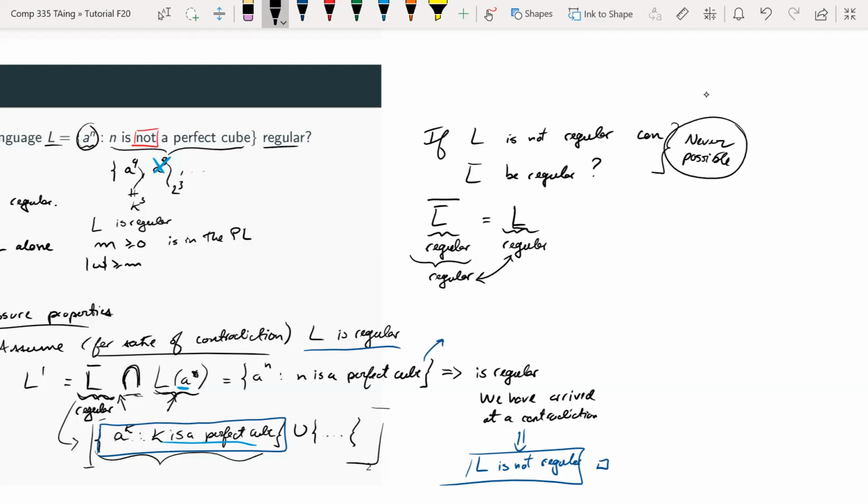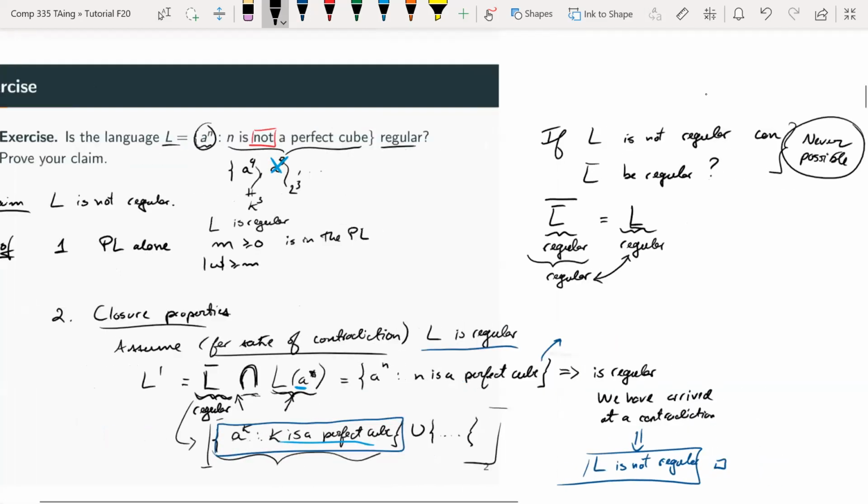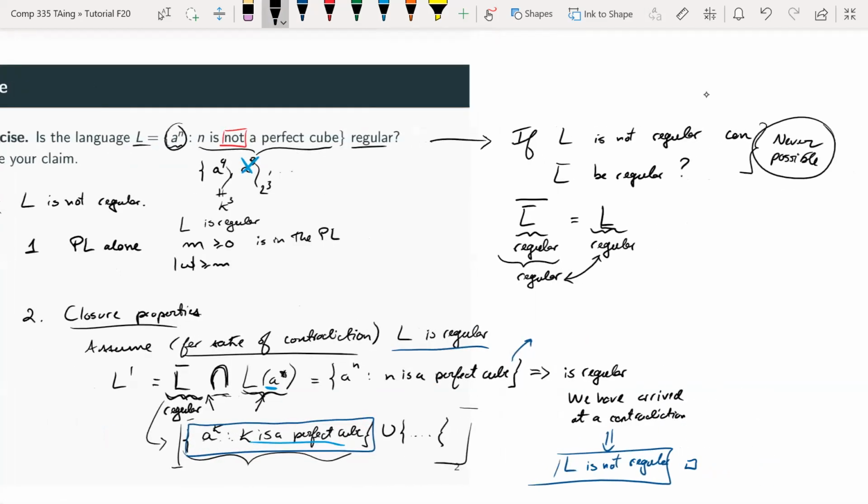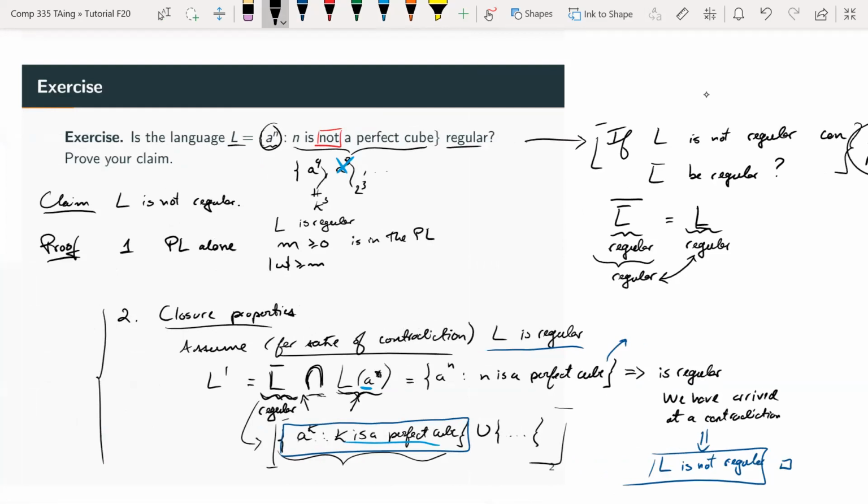Okay, so if this was a multiple choice question, then you could immediately think of this property, and even without having to do this whole process, you could directly check this off as not regular. Okay, so hopefully that's clear.